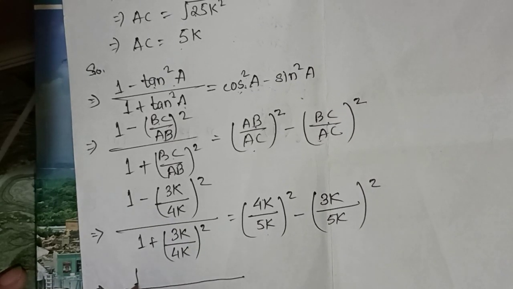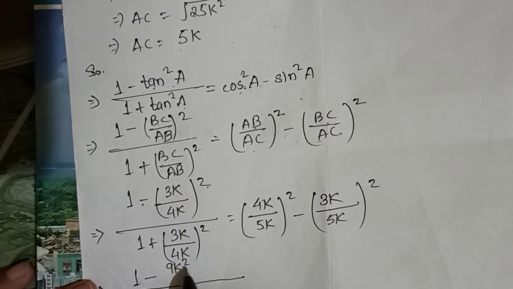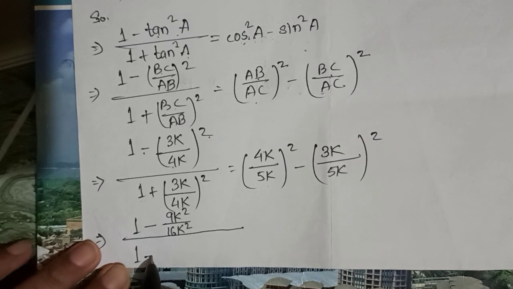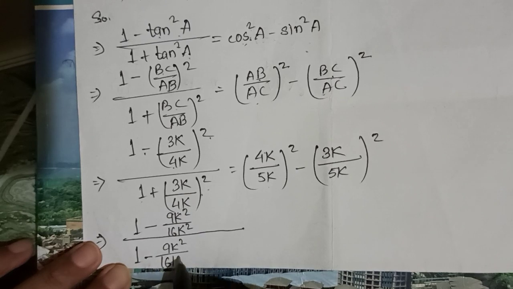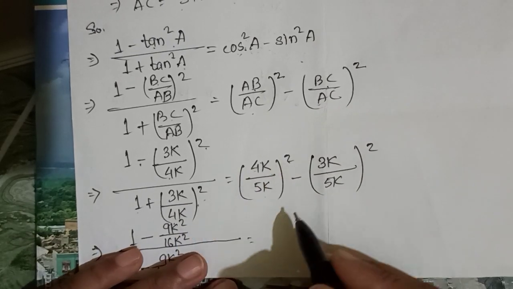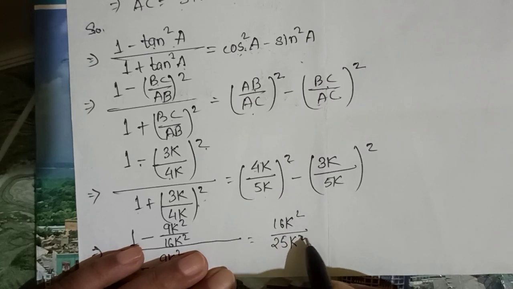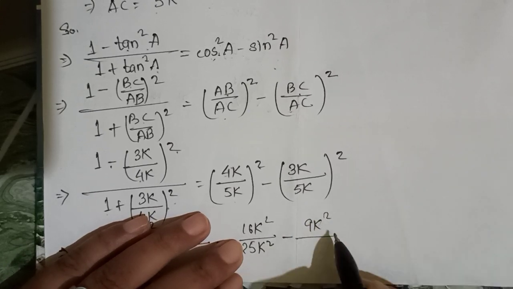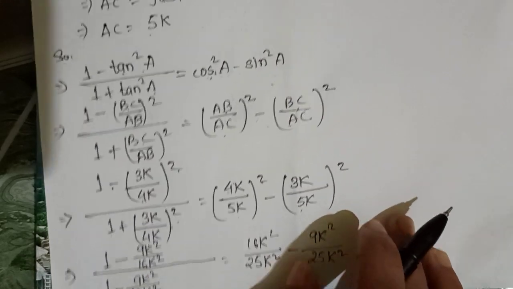So 1 will remain, 1 minus square of 3 will be 3 3 is 9K square divided by square of 4 will be 4 4 is 16K square. Again in the denominator, 1 plus square of 3 will be 3 3 is 9K square, 4 4 is 16K square, equals 4 4 is 16K square divided by 5 square will be 5 5 is 25K square, minus square of 3 will be 3 3 is 9K square divided by square of 5 will be 5 5 is 25K square. So now next we will solve.